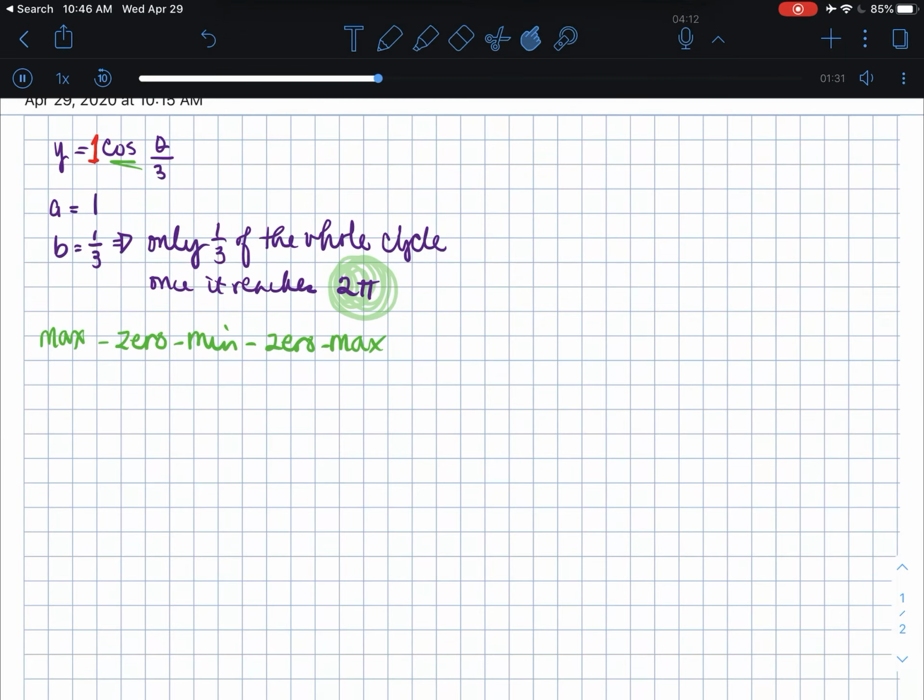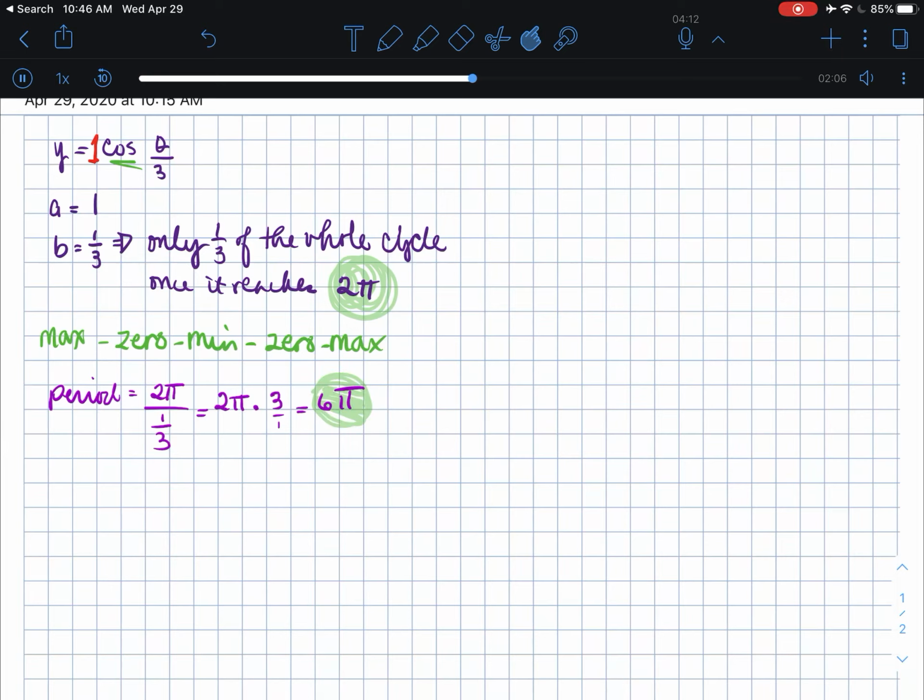So for me to show a graph, let me look for the period first. I need to know how long my period is to complete my cycle. The period is just 2 pi divided by the number of cycles, which is 1/3. So that means 2 pi times 3 over 1, or just 6 pi. So I will be able to complete one cycle once I reach 6 pi.